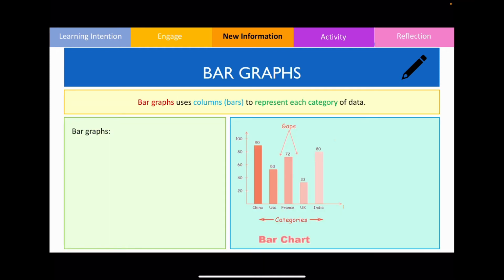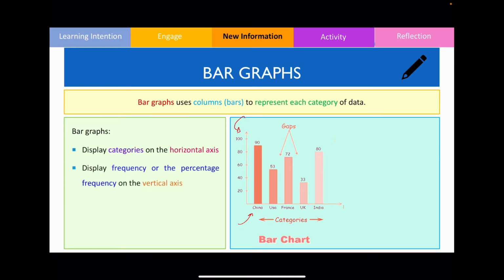Let's now talk about bar graphs. Bar graphs, also referred to as column graphs, use columns to represent each category of data. In a bar graph, each of the categories is displayed on the horizontal axis, meanwhile the frequency is displayed on the vertical axis. You'll also notice that in a bar graph, you'll often have gaps in between each of the columns or each of the categories, just to show that each category is distinct from one another.